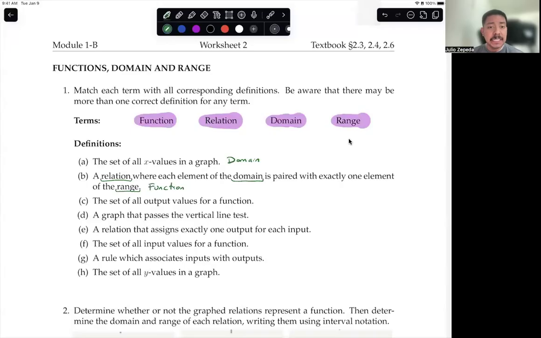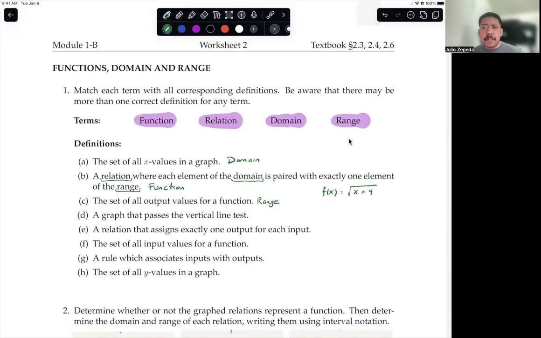And then C, the set of all output values for a function. The set of all output values is known as the range. Okay. So let's give an example of a function. How about the function, let's give f of x equals the square root of x plus 4.